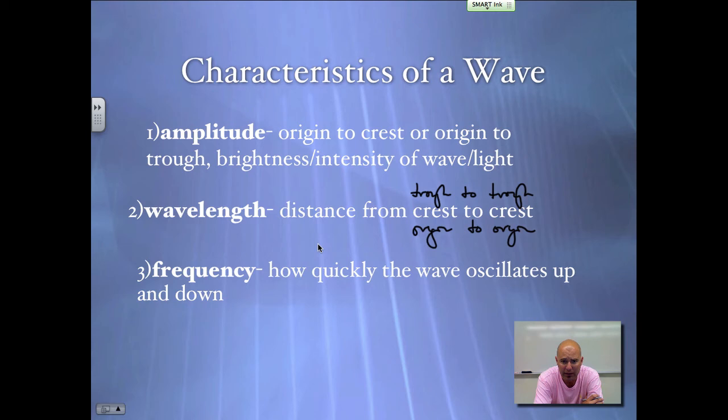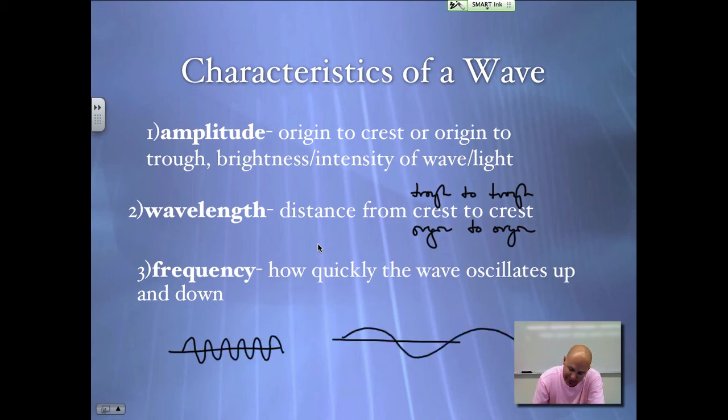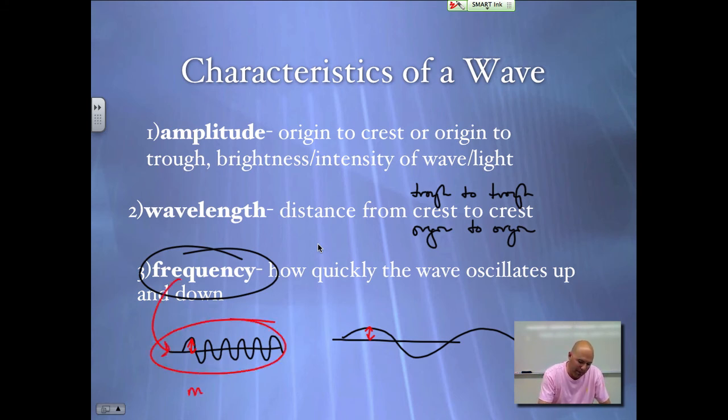Okay? The next description or characteristic of a wave is frequency. Frequency is how quickly the wave oscillates up and down. And the best way of describing that is this. This is a lot faster than this in terms of frequency. I hate to say faster, but how quickly it moves up and down. Notice that I tried to draw it where the amplitude was the same in each case, but this one has a much higher frequency. It's going up and down more rapidly than the first one, okay?